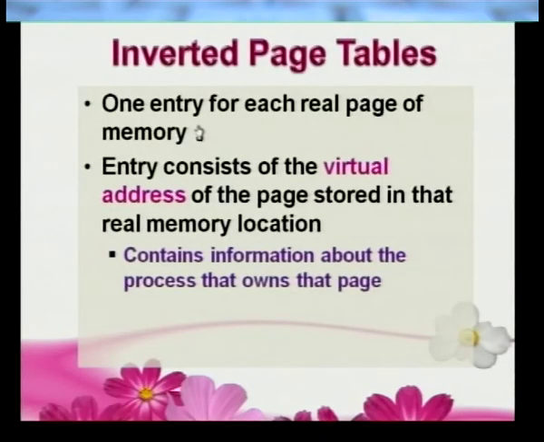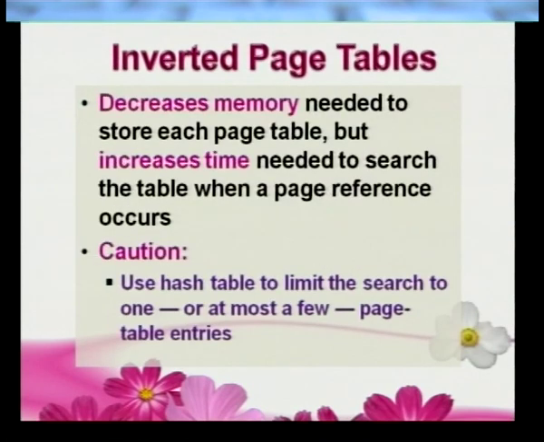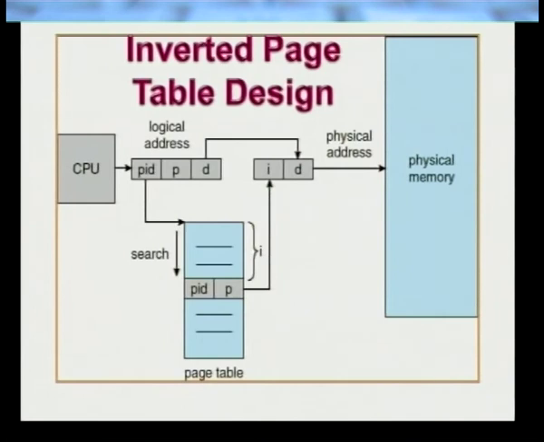This gives you yet another saving in your memory cycle. Therefore, though implementing the inverted page table is complex, it increases the performance of your operating system. In an inverted page table, there is always one entry for each real page inside the memory. Every entry contains information about the process that owns the page. Therefore, the memory needed to store each page table decreases. However, the time needed to search the table increases. The caution is, whenever needed, use a hash table, otherwise go to the inverted table.